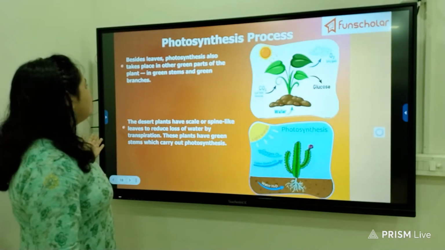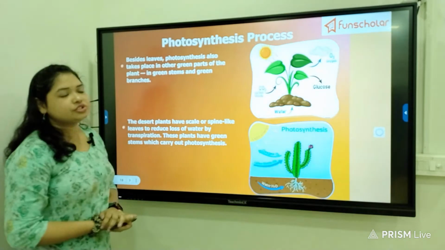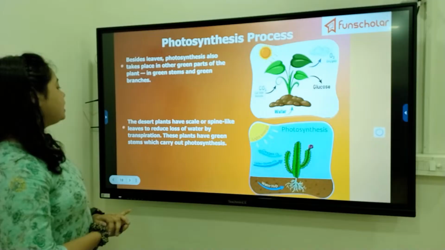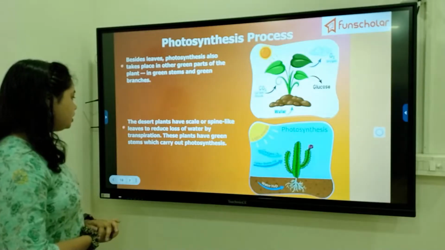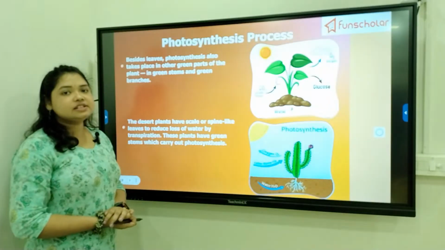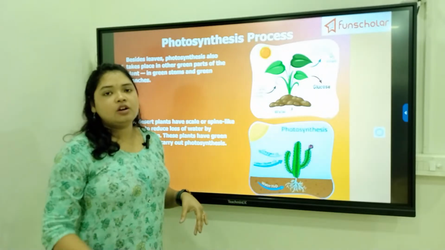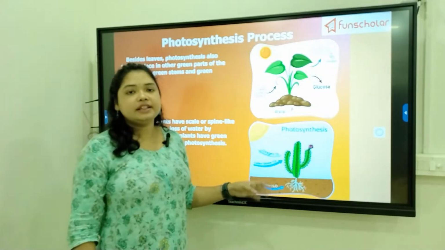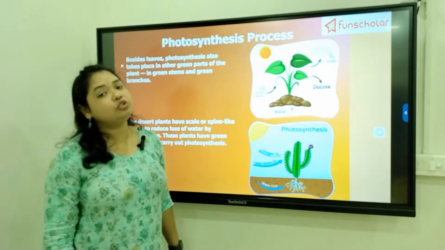Now, I already told earlier also, besides leaves, photosynthesis also occurs in the green parts which contain chlorophyll and can absorb the solar energy. The desert plants have scales or spine-like leaves to reduce the water loss by transpiration. And these plants have green stems which carry out photosynthesis. This is a form of adaptation, because if they have the flat lamina of the leaves, they will lose so much water through transpiration that they will not be able to survive. That is why their leaves have been converted into spines.